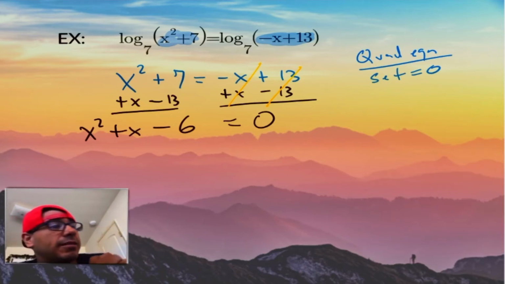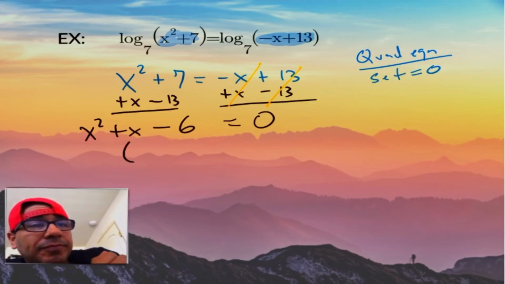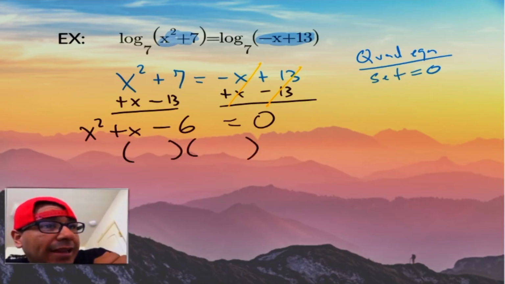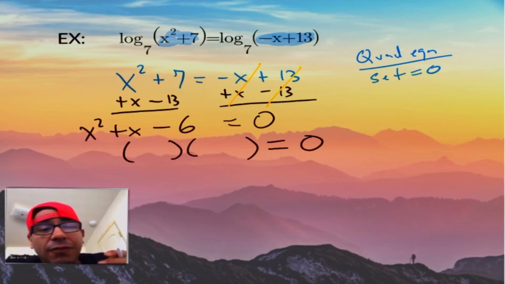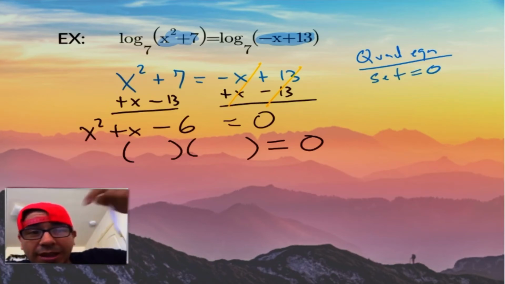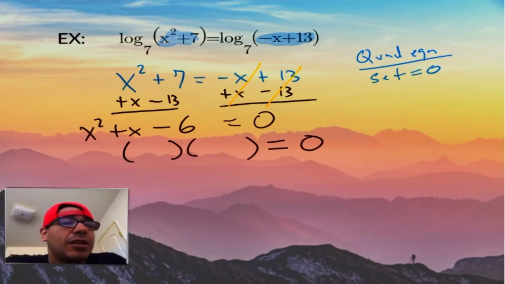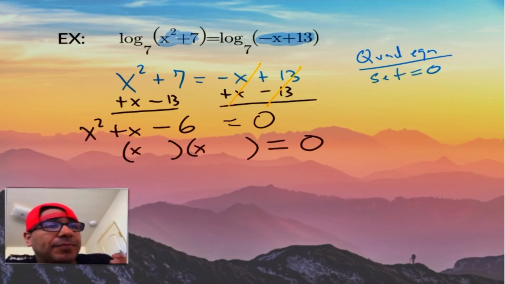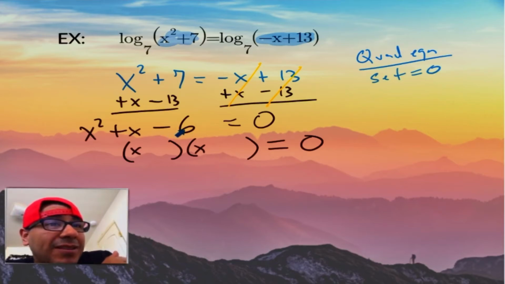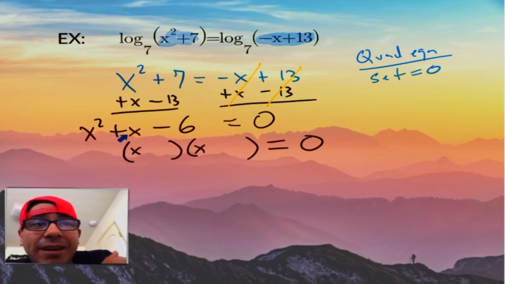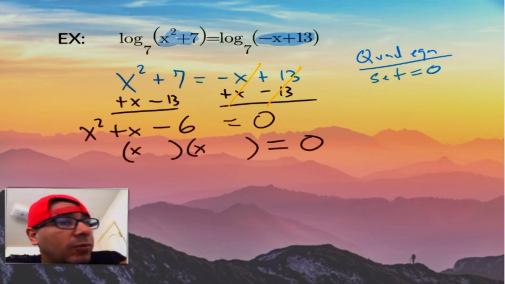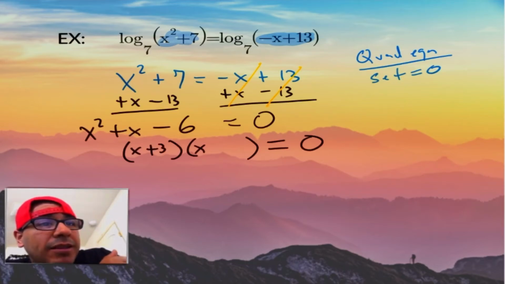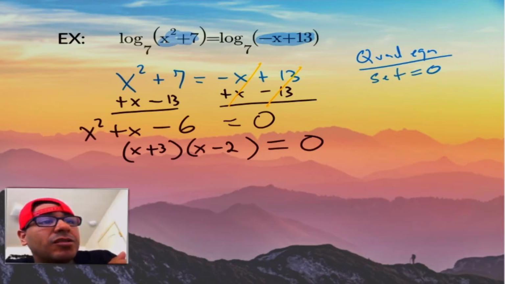So here, let's try to factor this. All right, let's factor like it's 1999. And if you need help factoring, I have a link to one of my videos down below. So we're left with x times x. And here we need two numbers that multiply to give me -6, and those same two numbers have to add up to +1. So we know that's going to be +3 and -2.